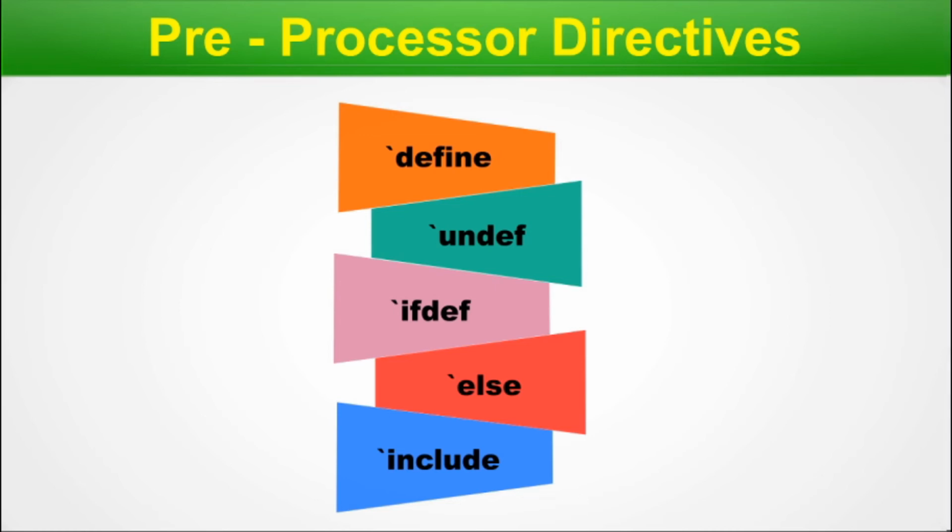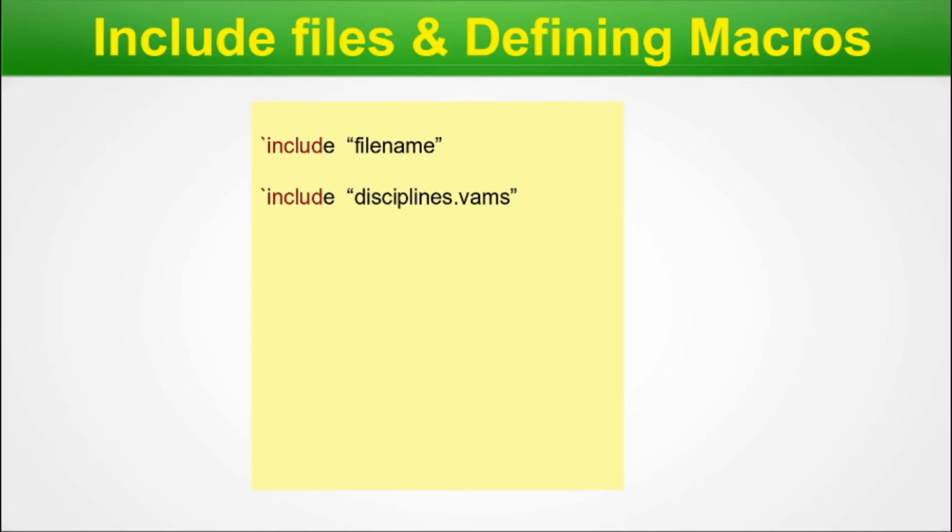Here we will talk about define, undef, ifdef, else and include. Let's first talk about include and defining macros. Include we can use to include a file name. The first thing we write in any Verilog-A code is the disciplines.vams. I discussed this in the first episode, and we also include the constants here. So these two include statements become very important in any Verilog-A code.